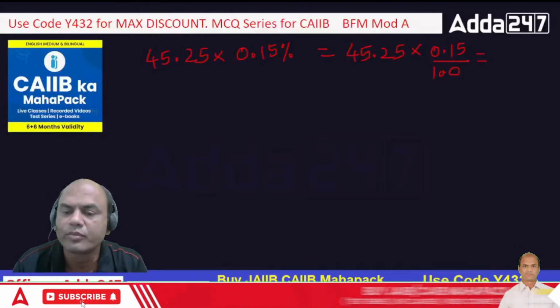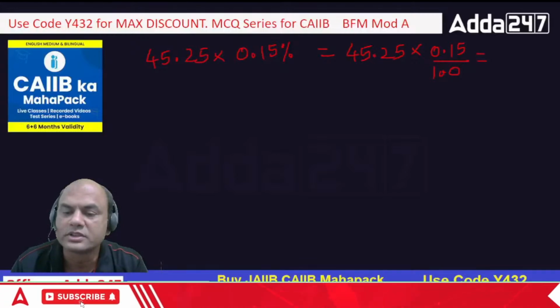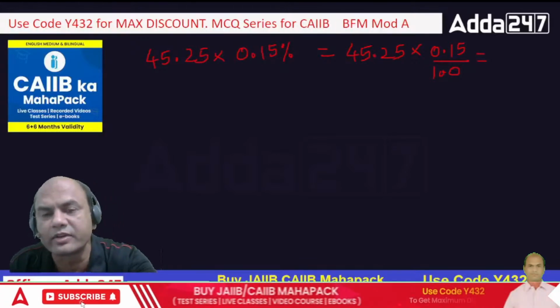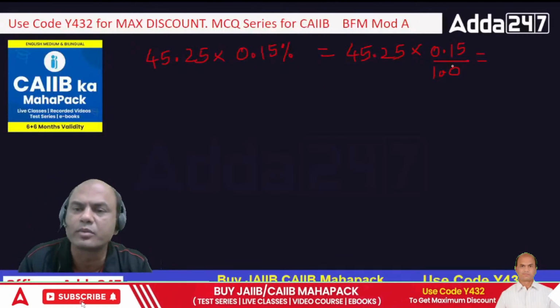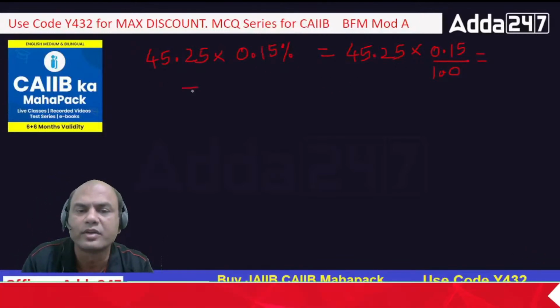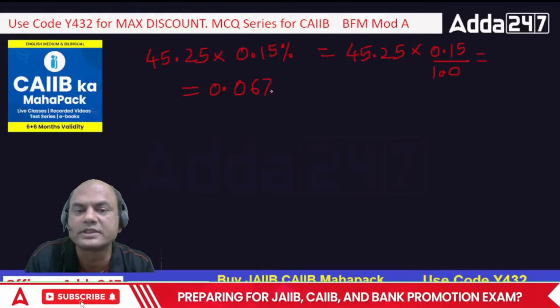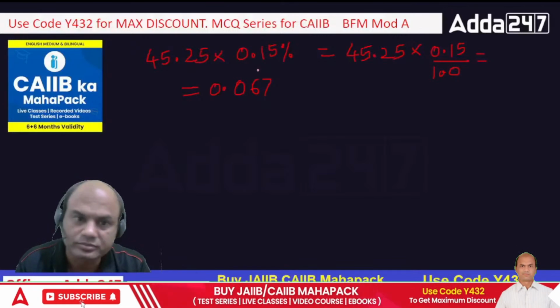45.25 into 0.0015. I'll directly take it, right? So it is 0.067. What are you getting? Are you getting this 0.067? I'll write it over here. So it is 0.067. It's not 0.67. Okay, this is my answer.